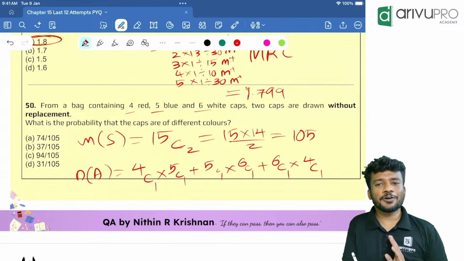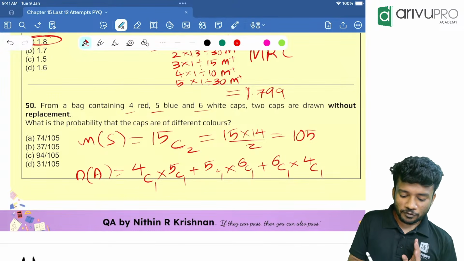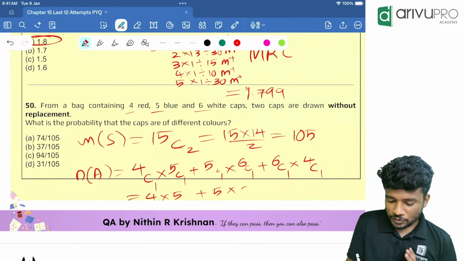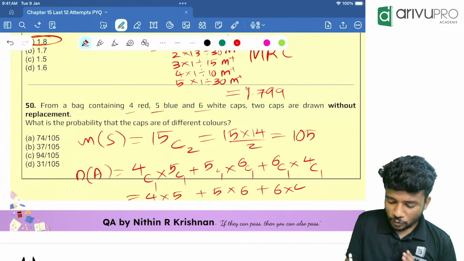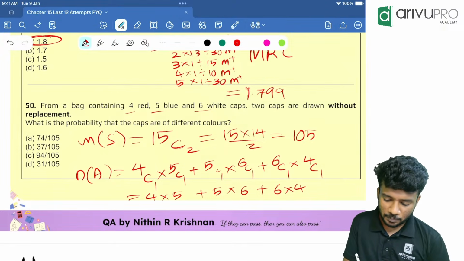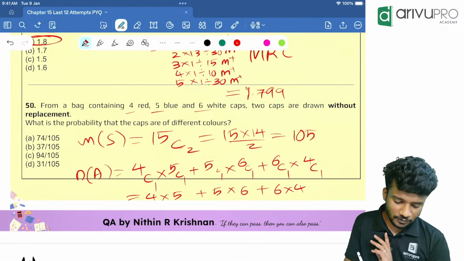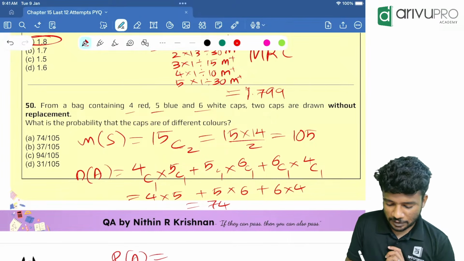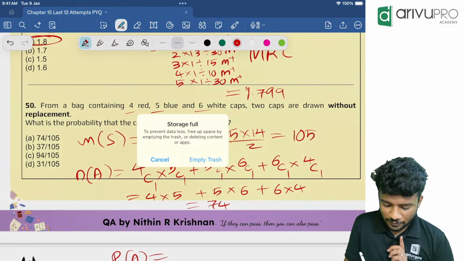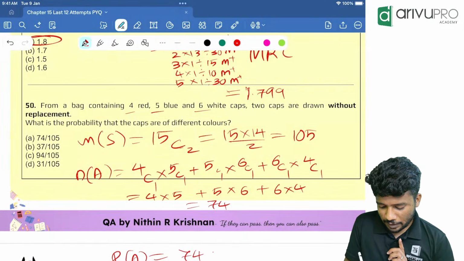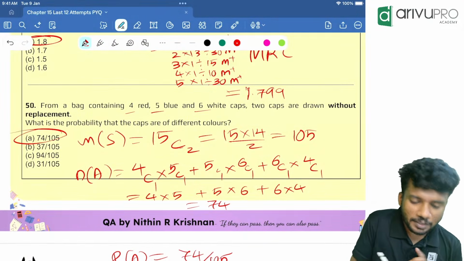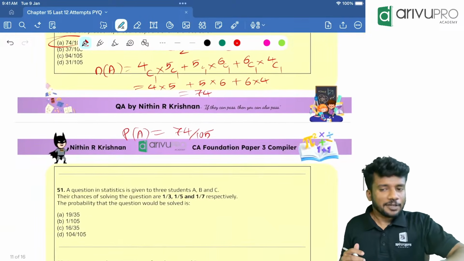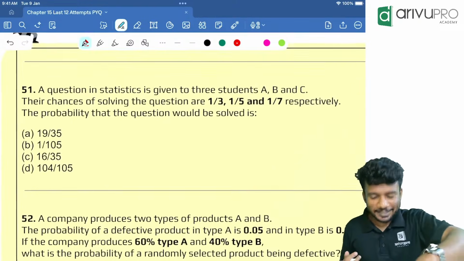So these are the numerators. So 4C1 is how much? 4 into 5 plus 5 into 6 plus 6 into 4. Take your calculator and write it. 20 plus 30 plus 24. That is 74, I guess. Yes, 74. So P of A is how much? P of A is nothing but N of A by N of S. That is 74 divided by 105. Option A is your answer. Understood?